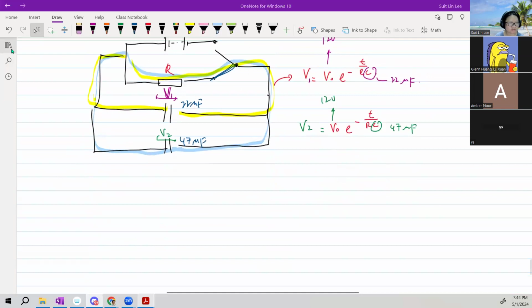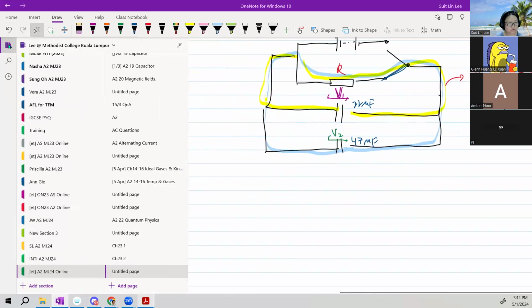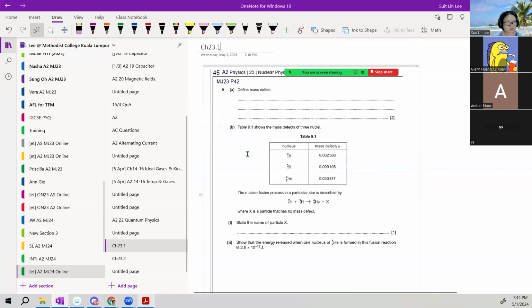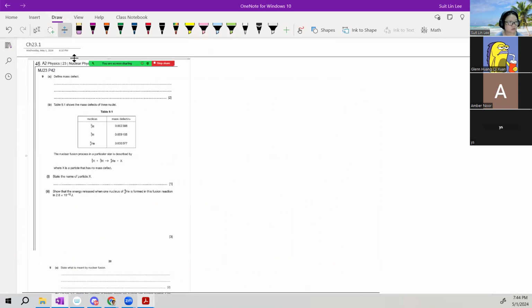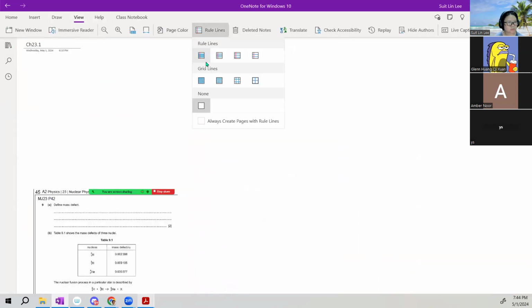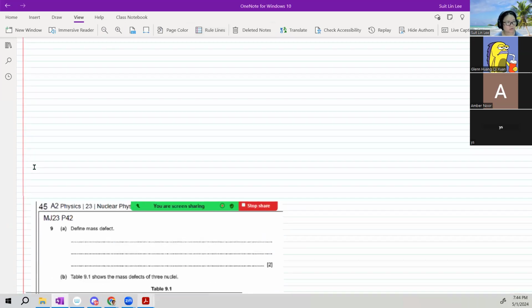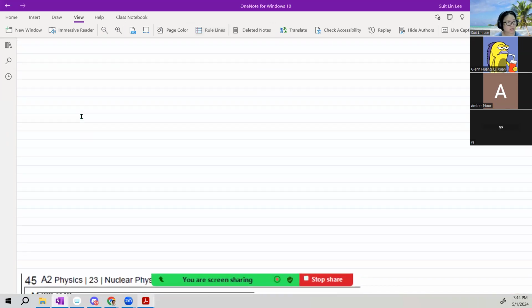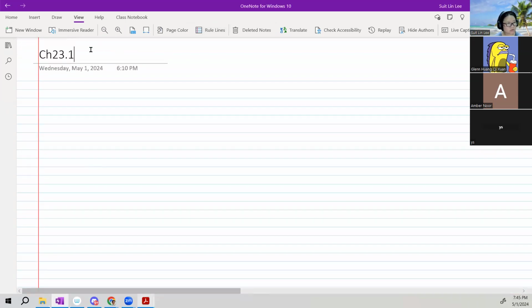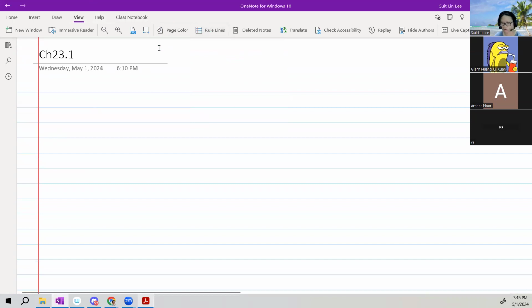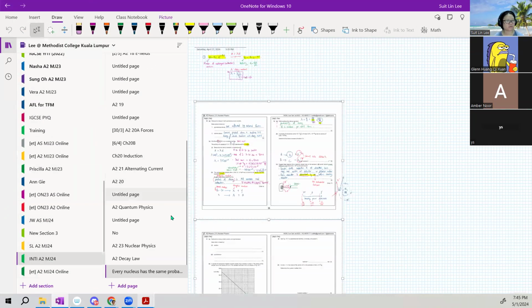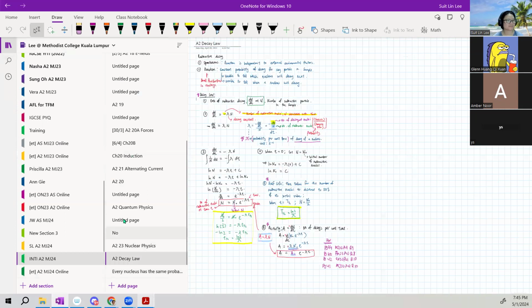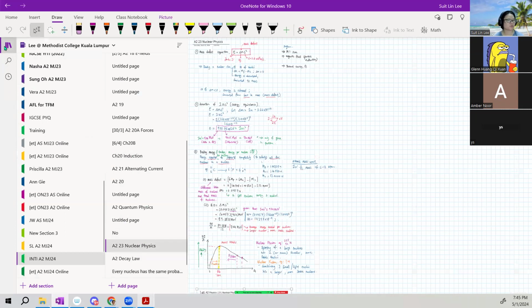Okay, with the time that we have, I will very briefly run you through the nuclear physics. For nuclear physics, there are two parts. The first part is binding energy. I'm just going to take something from my previous self. I will share these notes with you later.